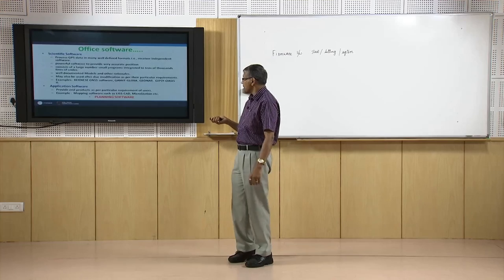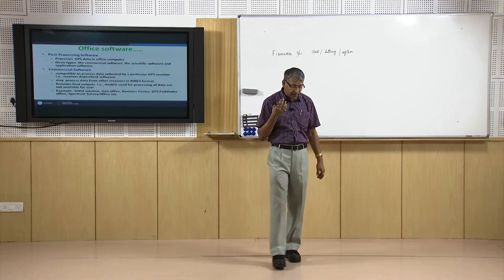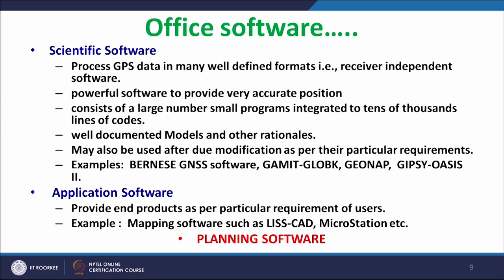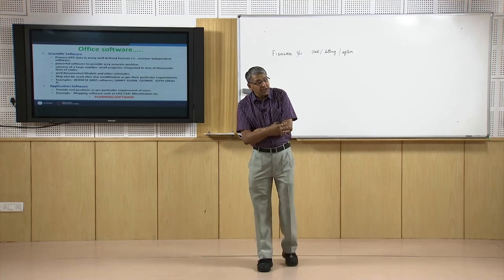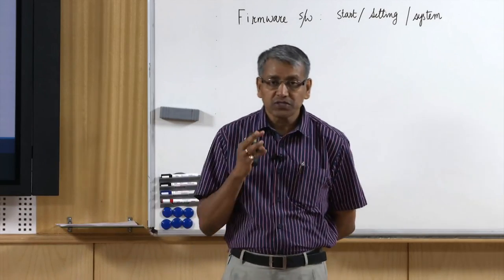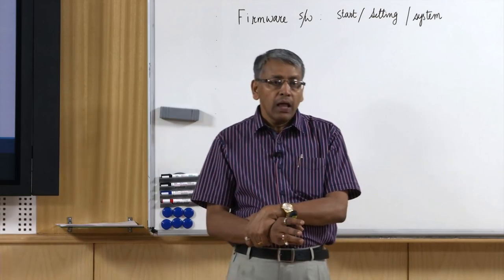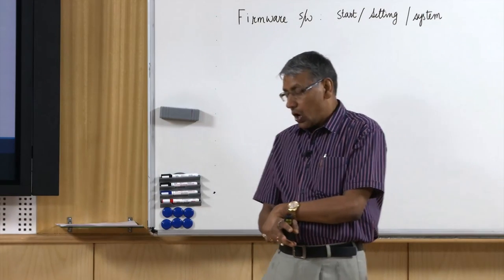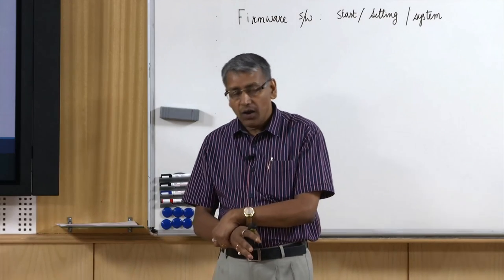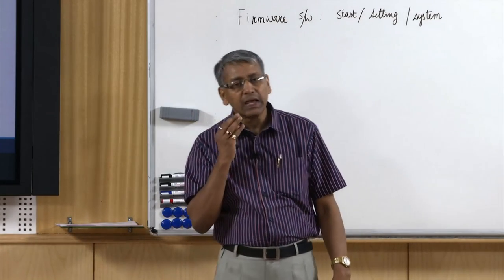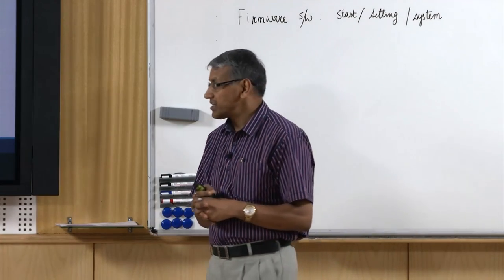Now, some of the commercial software that we generally come across are Business Center, GeoOffice, GNSS Solution, Spectrum Survey Office, etc. Next, the GPS processing software is the scientific type. Scientific software are the GPS processing software which are capable of processing data having defined formats. So, these software are very highly capable in nature. These software are generally developed by high scientific organizations.